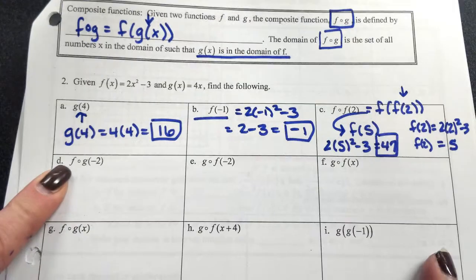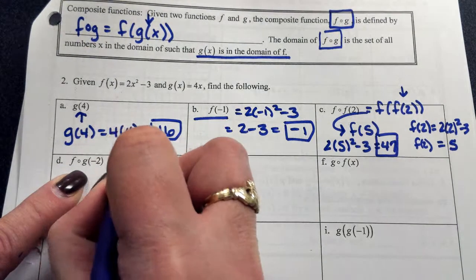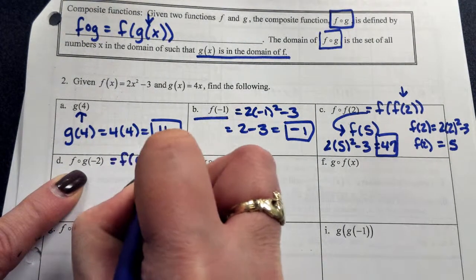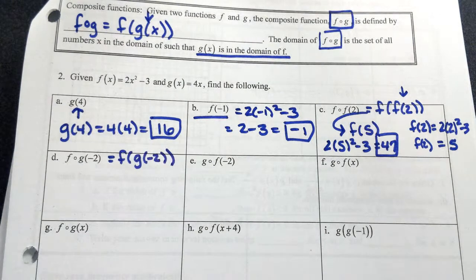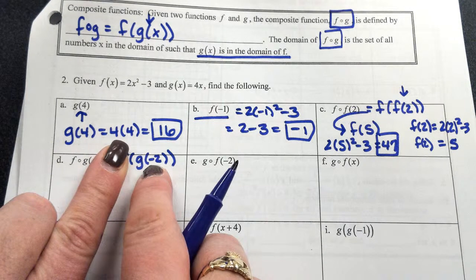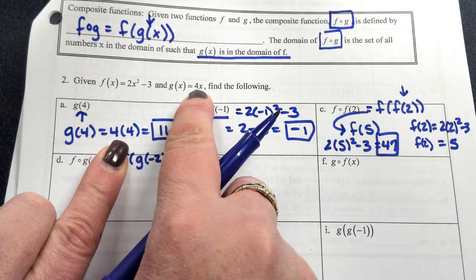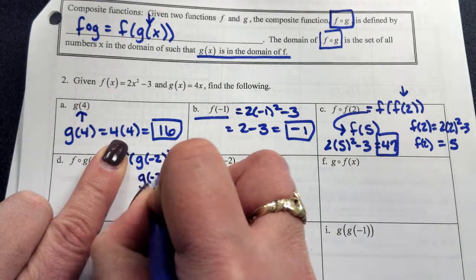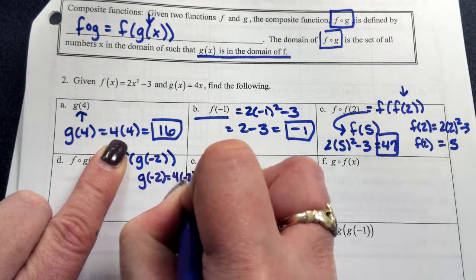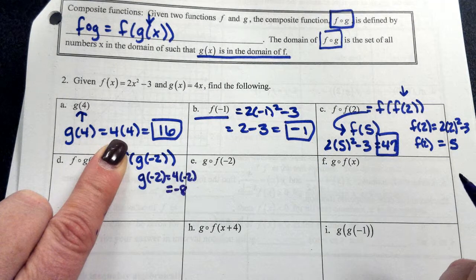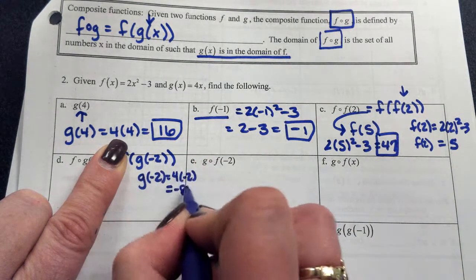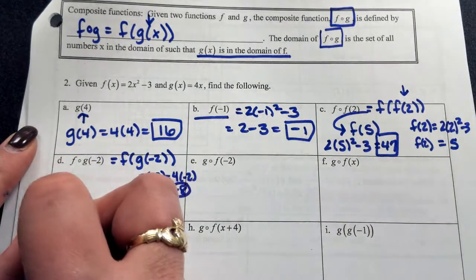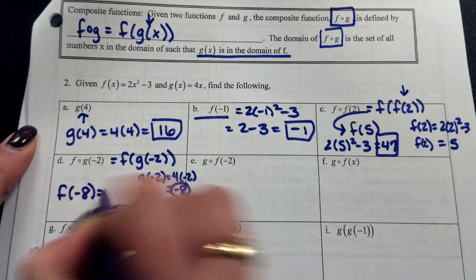So here's my f of g of -2. Again, I always rewrite it using my parenthesis notation when I see that open circle. What's the first thing you're going to do here? You're going to find g of -2. So I'm going to take -2 and plug it into function g. So g of -2 is equal to 4 times -2, which is -8. So then I'm going to rewrite g of -2 as -8. So now I want to find f of -8.